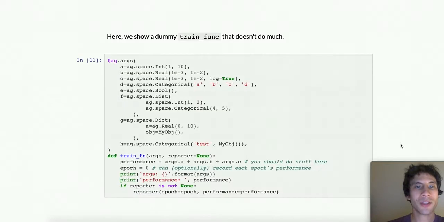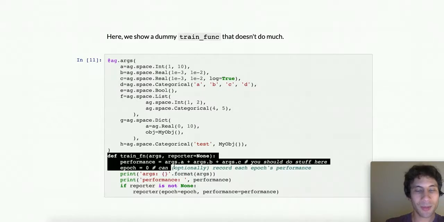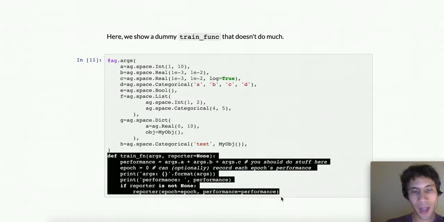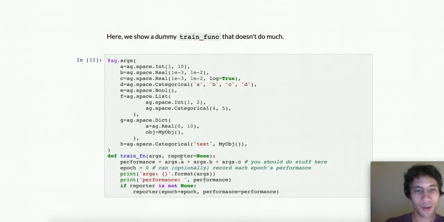Here we show a dummy training function that doesn't do too much. This would be the code that you would have to have originally, where the only difference might be the addition of this reporter object, which we've here made optional so that actually your original function could run regardless. The only difference here is that when the reporter is provided, we record both, say, the epoch information and some performance score, in this case just some dummy score that just sums up 3 arguments.